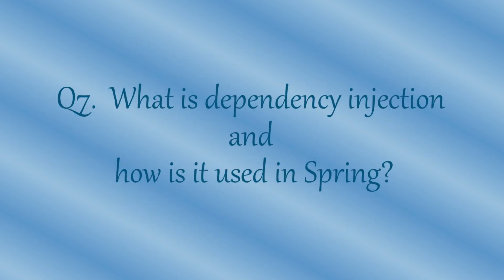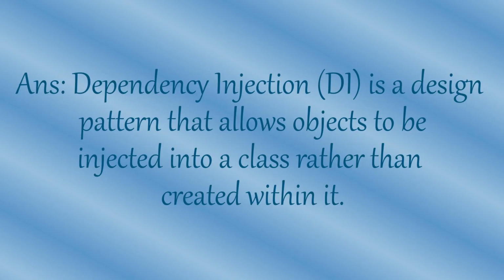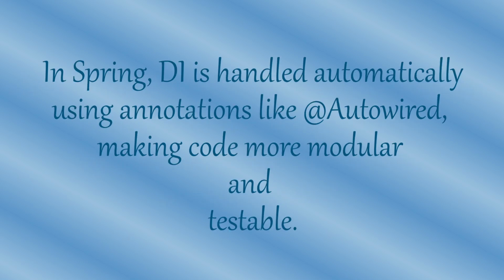Q7. What is dependency injection and how is it used in Spring? Answer. Dependency injection, DI, is a design pattern that allows objects to be injected into a class rather than created within it. In Spring, DI is handled automatically using annotations like @Autowired, making code more modular and testable.